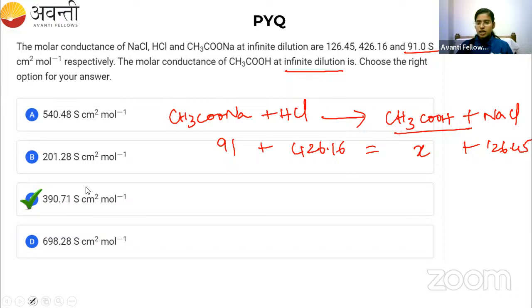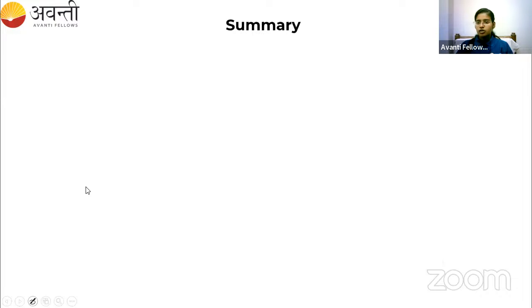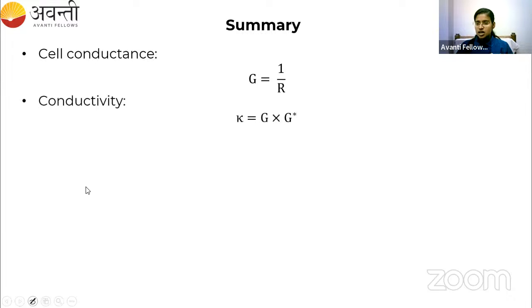Okay. So let me summarize the formulas we have studied. Cell conductance is equal to 1 by R. Conductance is the reciprocal of resistance, and conductivity is equal to G into G star. Conductivity is G into G star.